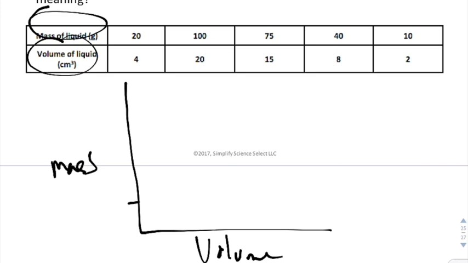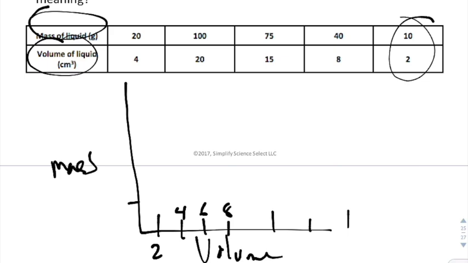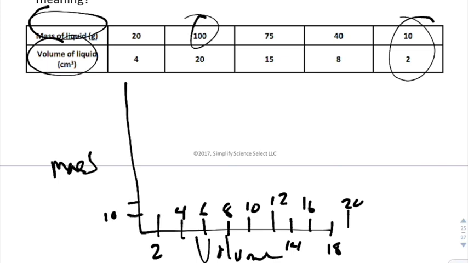Okay, now you should be able to do much better because you can have some time to actually draw this out. But if you were to look at this relationship, okay, you've got 2. So I'm going to say that this is 2, 4, 6, 8, 10, 12, and then it's going to go all the way to 20. So 14, 16, 18, 20. Now if you were to look at the mass, it has to go all the way up to 100. So I'm going to do it by sections of 10. So 10, 20, 30, 40, 50, 60, 70, 80, 90, 100.